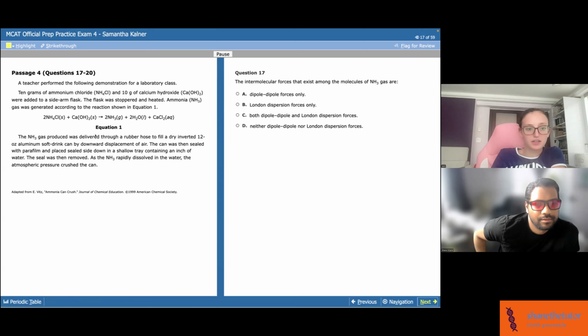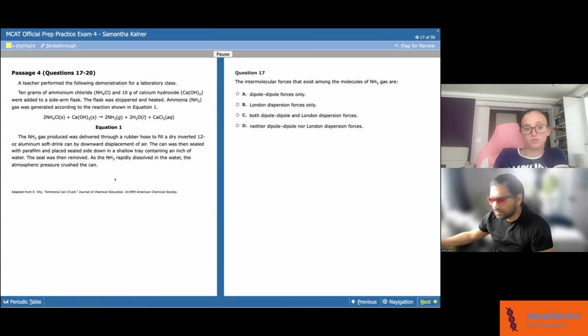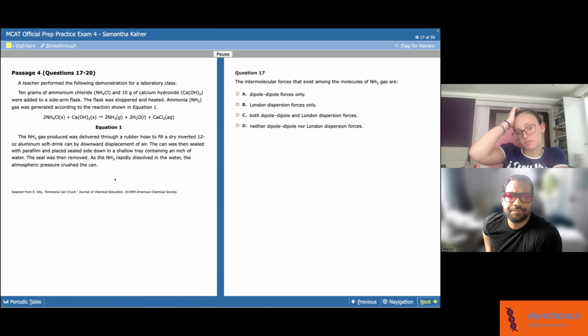The NH3 gas produced was delivered through a rubber hose to fill a dry inverted 12-ounce aluminum soft drink can by downward displacement of air. The can was then sealed with parafilm and placed sealed down in a shallow tray containing an inch of water. The seal was then removed. As the NH3 rapidly dissolved in the water, the atmospheric pressure crushed the can.